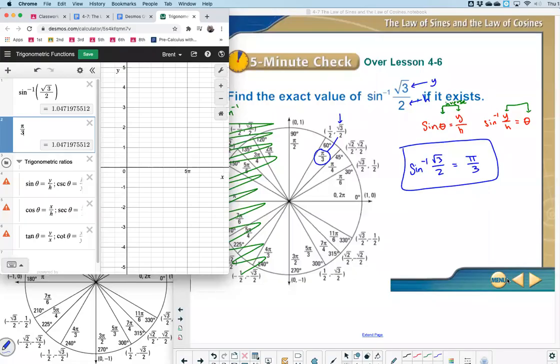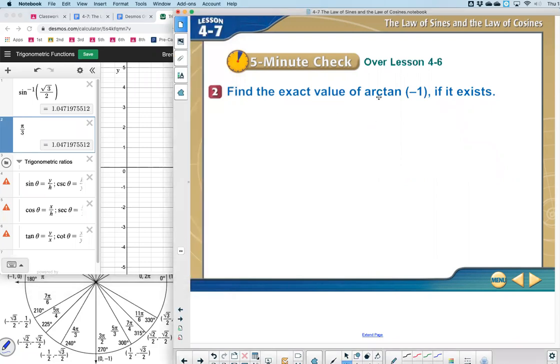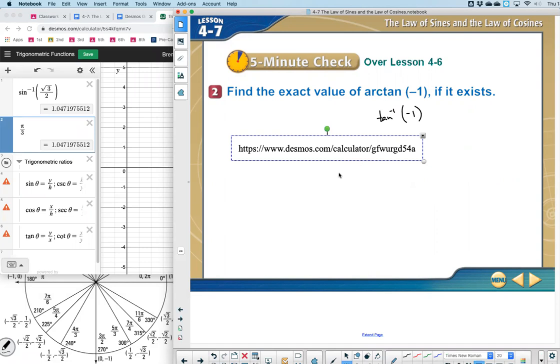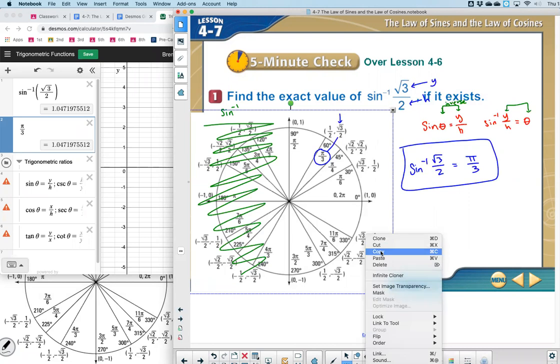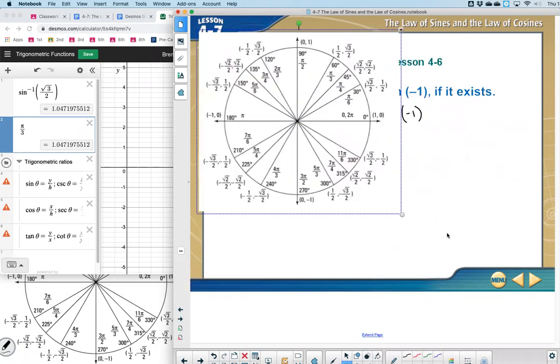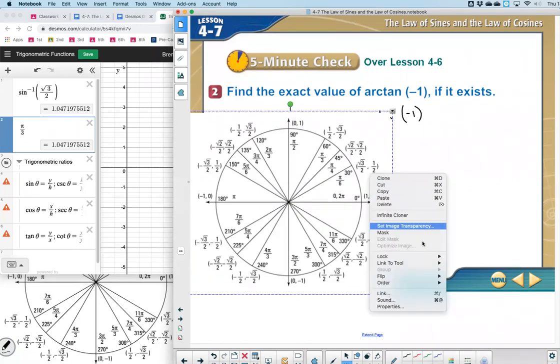Let's check out number 2. So now number 2, it says find the exact value of arctangent -1. By way of reminder, arctangent is nothing different than inverse tangent or tangent inverse, -1. Let me paste, that's not what I wanted. I thought I copied that earlier, my fault. Let me copy that, and now we'll paste it over here. Okay, so now we're going to look for arctangent of -1.